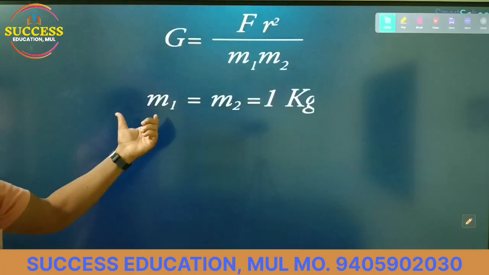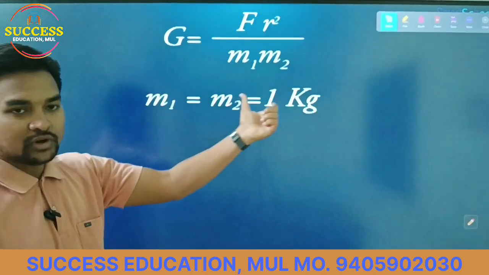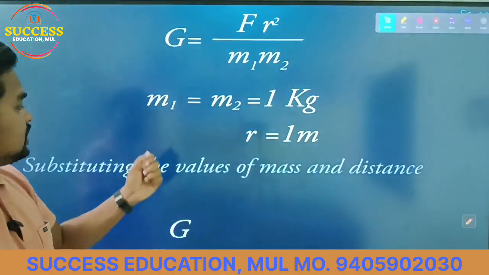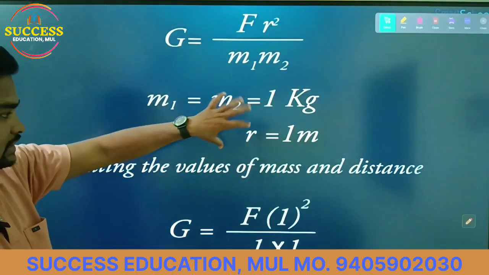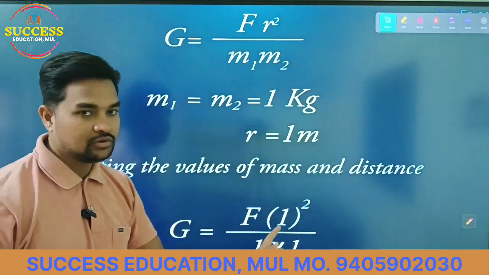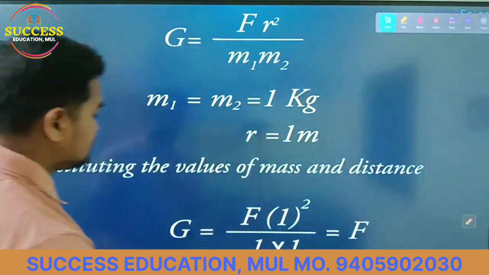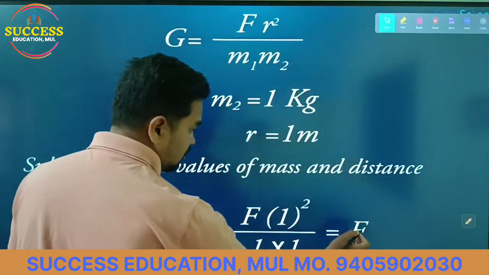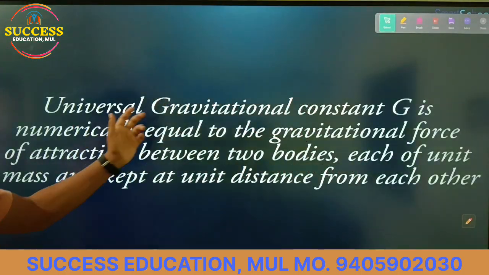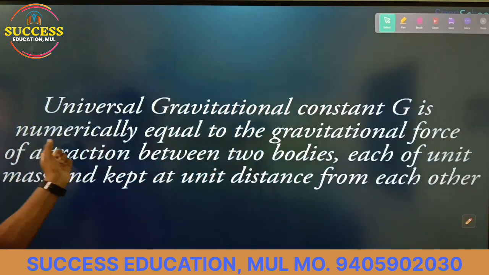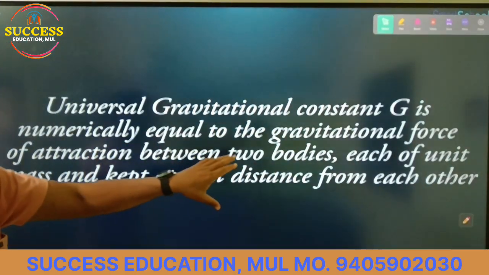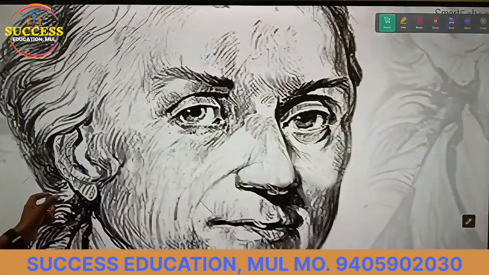Now suppose m1 and m2 are equal to 1 kg and r is equal to 1 meter, okay, so substitute these values in the above equation. So G is equal to F into 1 square upon 1 into 1, so G is equal to F. Okay, what is the conclusion behind that? The universal gravitational constant G is numerically equal to the gravitational force of attraction between two bodies, each of unit mass, placed at unit distance.